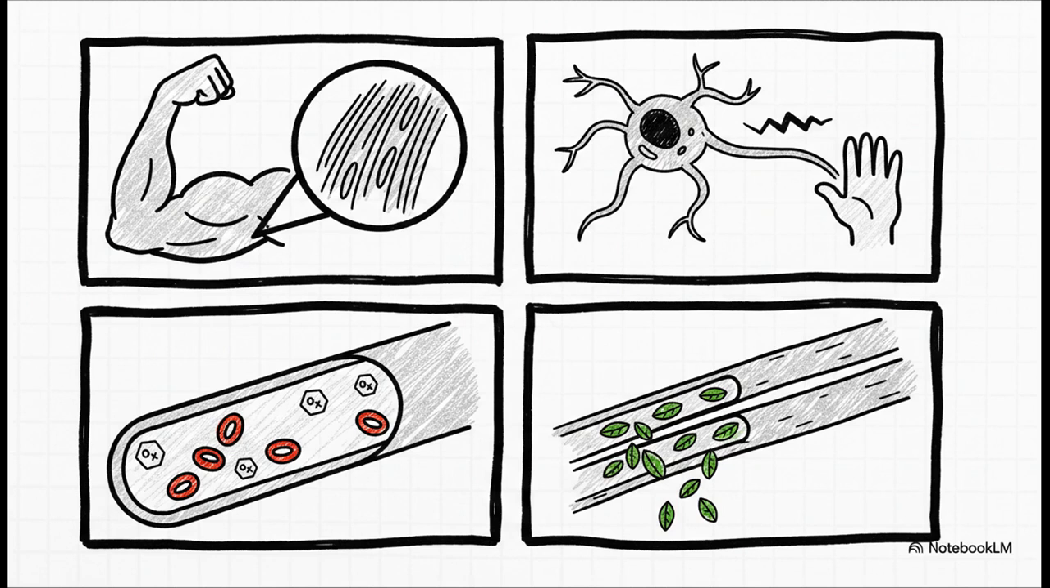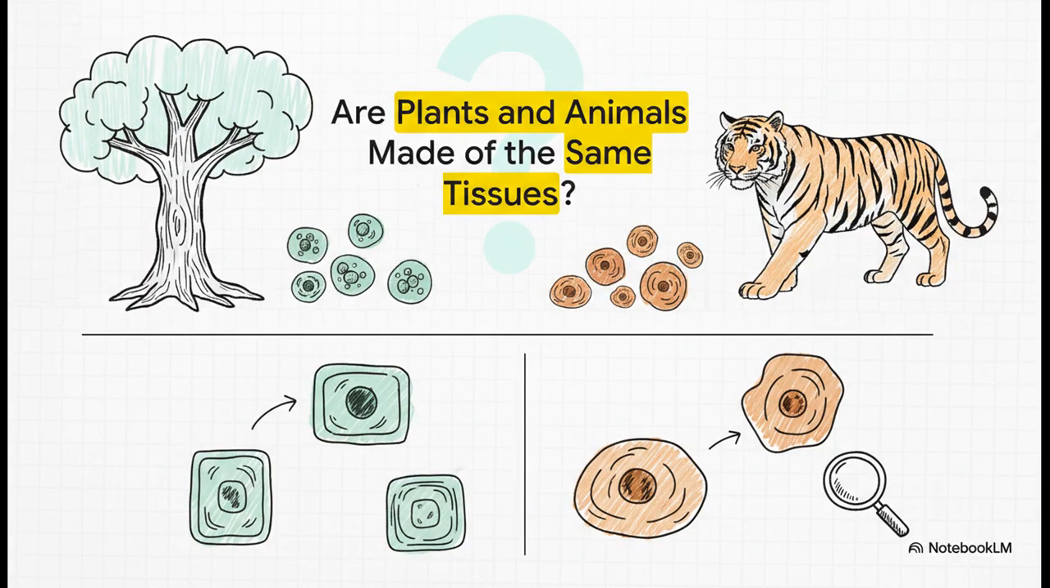You've got the movers, the muscle tissues that power every single step you take. You've got the messengers, the nerve tissues firing off signals faster than you can blink. And it's not just animals. In plants, you've got delivery experts like phloem, making sure every leaf and root gets the food it needs to grow.